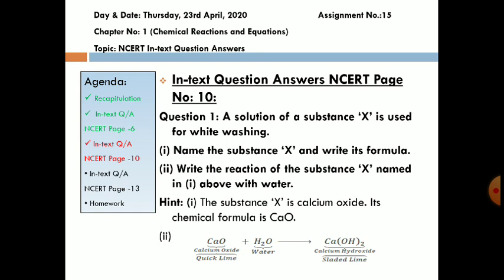Calcium oxide reacts vigorously with water to form calcium hydroxide, also known as slaked lime. And its equation goes like this: CaO, calcium oxide, also commonly known as quicklime, and in Hindi you know it by the name of chuna. When it reacts with water, it forms calcium hydroxide Ca(OH)2, also known as slaked lime. And this aqueous solution of calcium hydroxide is used in whitewash.